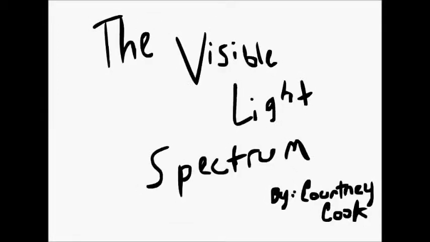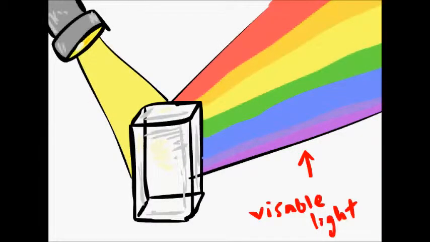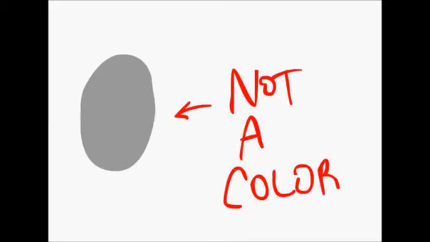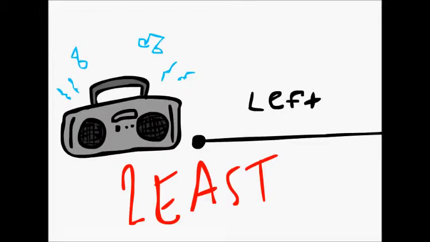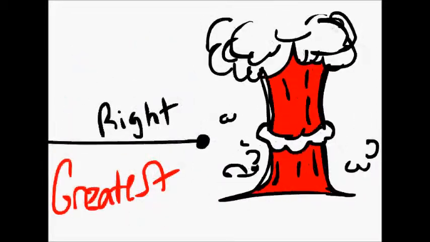The visible light spectrum is the visible portion of the electromagnetic spectrum. The electromagnetic spectrum is all of the colors produced by light in order from least to greatest energy, with the left having the least amount of energy and the right the most.